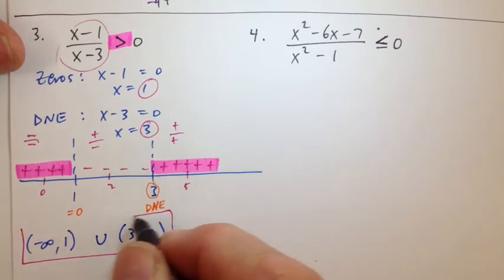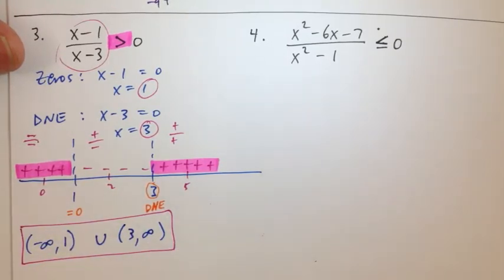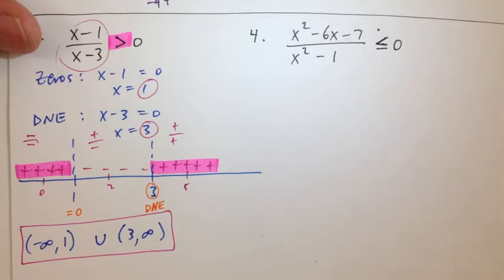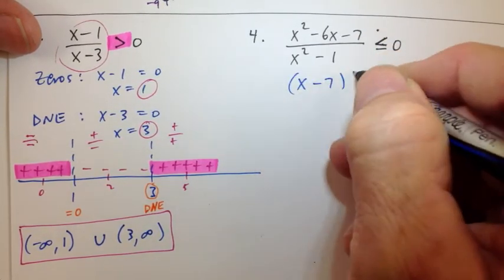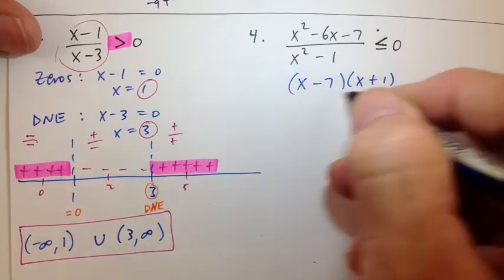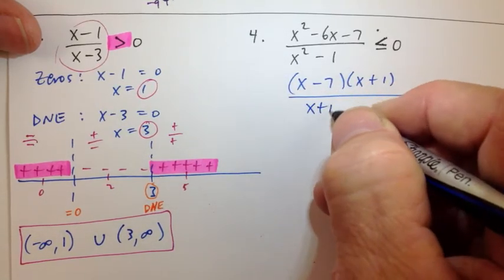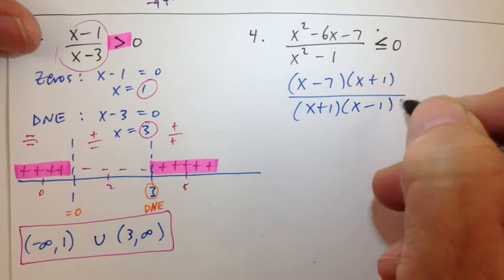Okay? That's it. I'm at the 11-minute mark. I'm going to try to do this in the next 4 minutes. So let's go ahead and get started with number 4. Factoring the numerator, x minus 7 times x plus 1. And then we have x plus 1 times x minus 1.